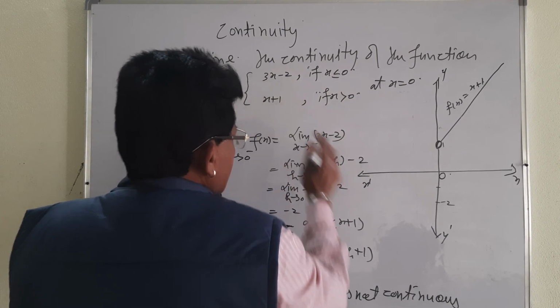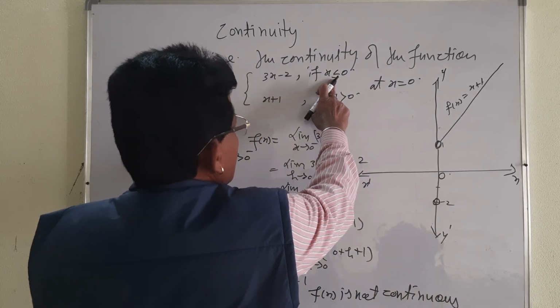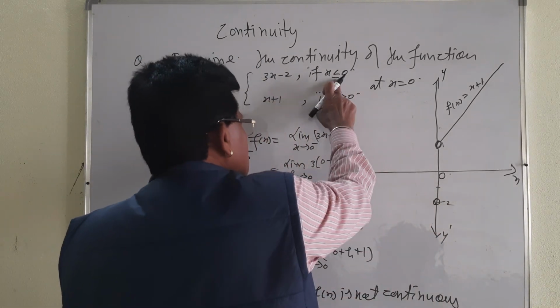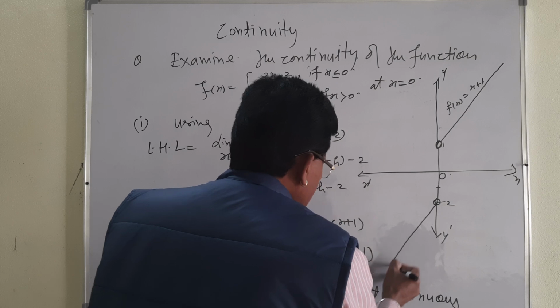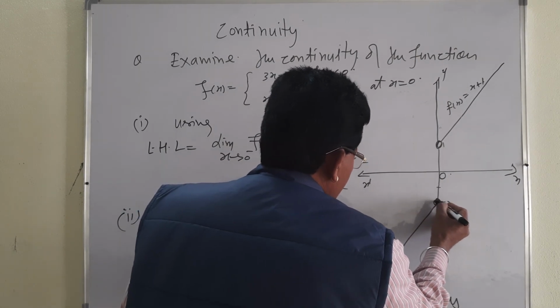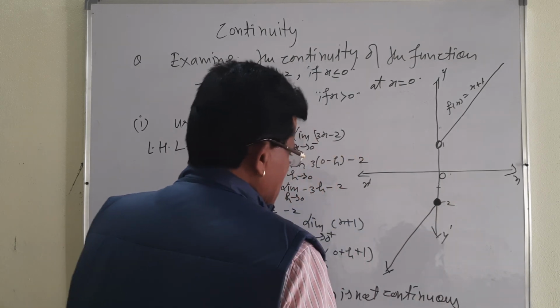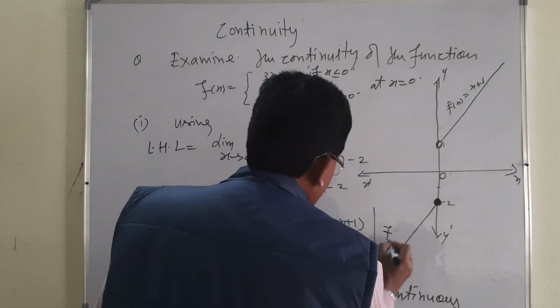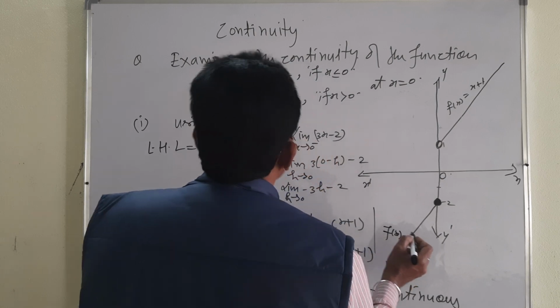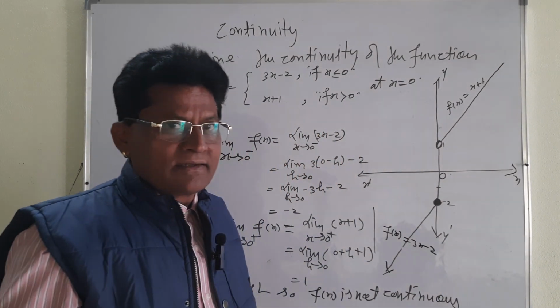Similarly, the next piece: if x is less than 0, then what will be the function? If you draw the graph, this point will be included, because x is less than or equal to 0. The graph will be like that, and equal to 0, that is why this point is included here. And the function is f(x) = 3x - 2. This may be the graph of this function.